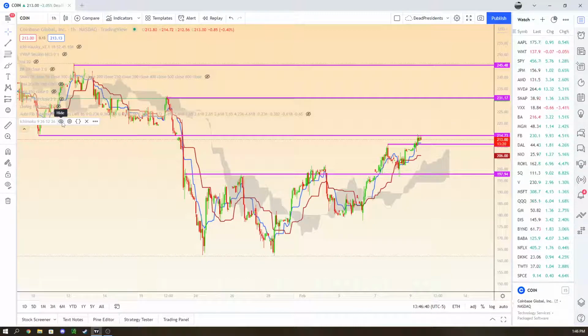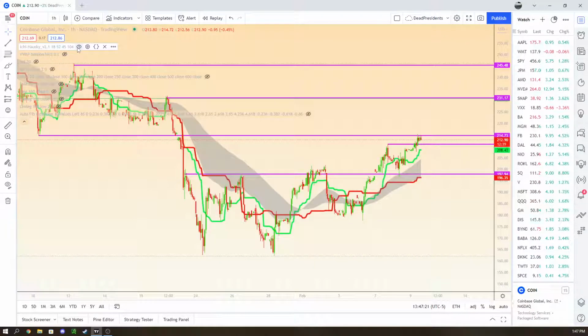The only key difference between the two is that instead of the conversion and baseline being 9 and 26, on the Ichi House it's actually 18 and 52. So it's more in line with the 20 and 50 day, where this one is more like a 9-18 day, 9-20 day pair. You could have both. I recommend plotting Ichi House and then just adding a 9-day and 18-day EMA if you want to, or a 20-day EMA. I personally just like this Ichi House much better, so I'm going to take this one off and go with this one.